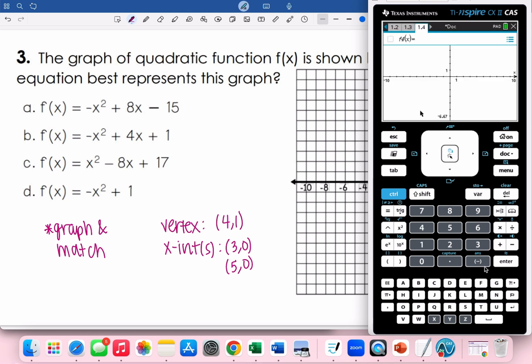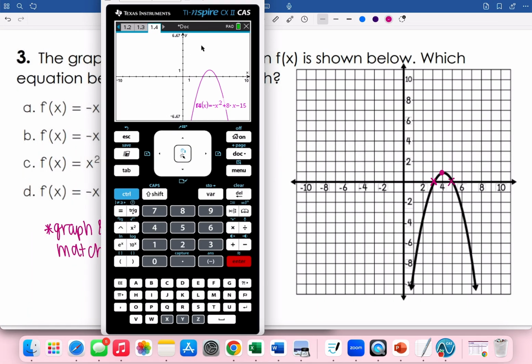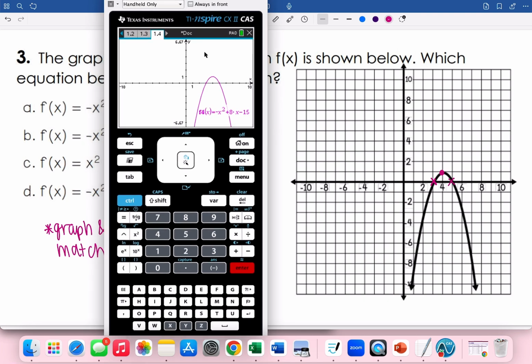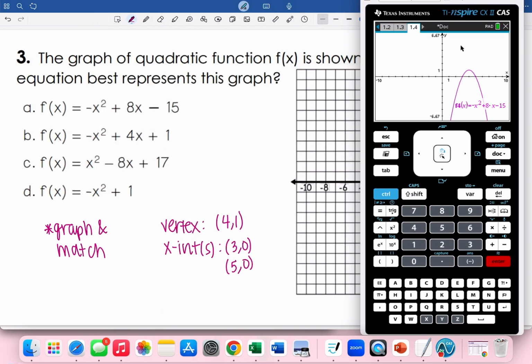Opening up a brand new graphing window, I'm going to go ahead and type in negative x squared plus 8x minus 15. Pressing enter, this is what it looks like. This honestly looks very close to what I'm looking for. But again, we want to check the characteristics.